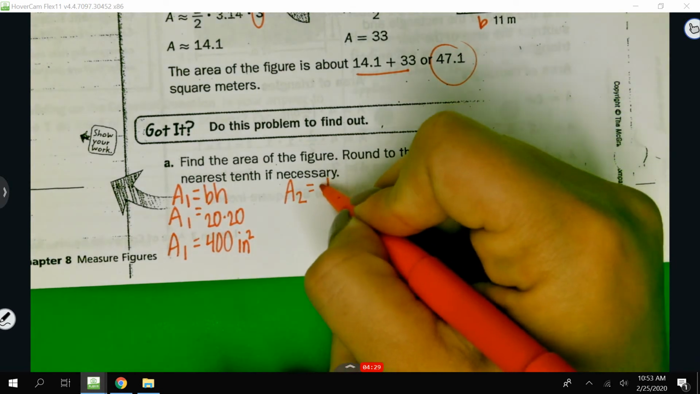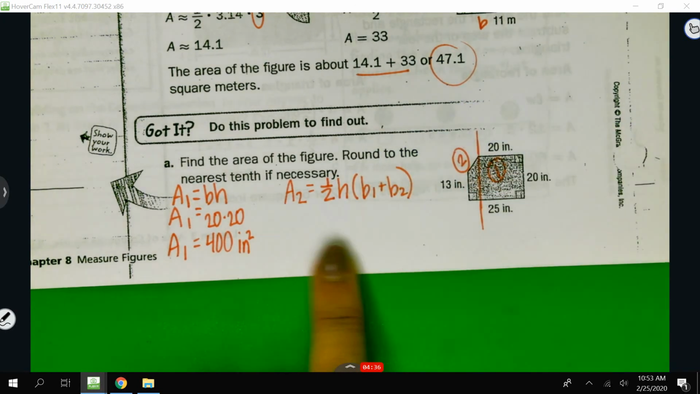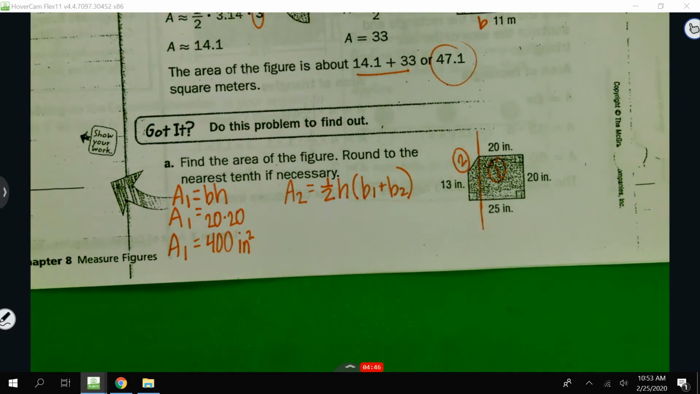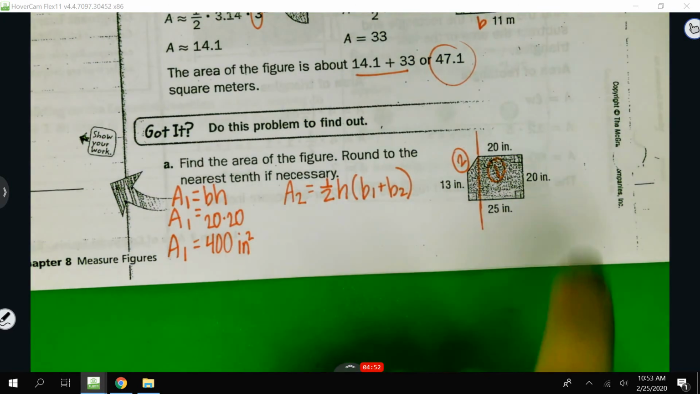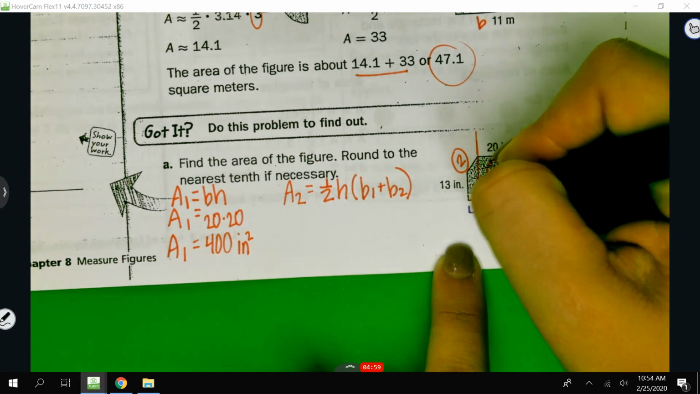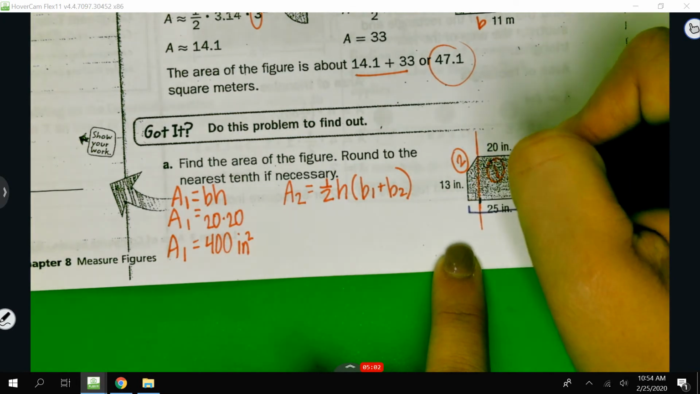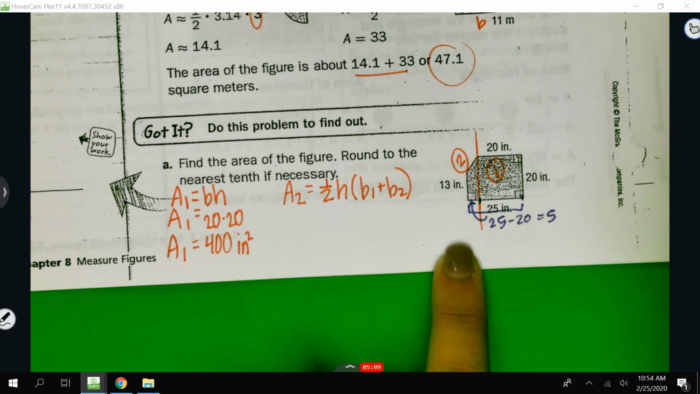So my formula, okay. Tell me how you got 5 for H. The bottom one is 25 and then the top one is 20, so you just minus 20. Yeah. If you know that this whole piece right here is 25 inches, then if you look up here, if this is a square, then that means from here to here is 20 inches. So this little piece right there is going to be 25 minus 20, which is 5. Okay. So everybody see how we got that? So the height of your trapezoid is that little piece right there, which is 5.